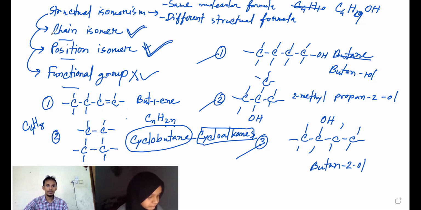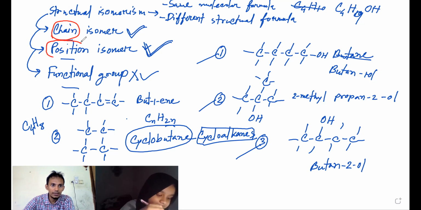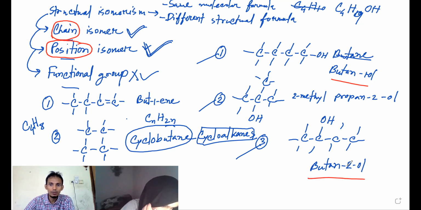So these three you need to clearly understand. Due to a different length of the chain, if isomerism arises, then it is chain isomerism. And if the position of the functional group is different, say for example butan-1-ol and butan-2-ol, then these are position isomers. And due to a different functional group being present, if there are two types of isomer, then this is functional group isomerism. I can give one more example for functional group isomerism.